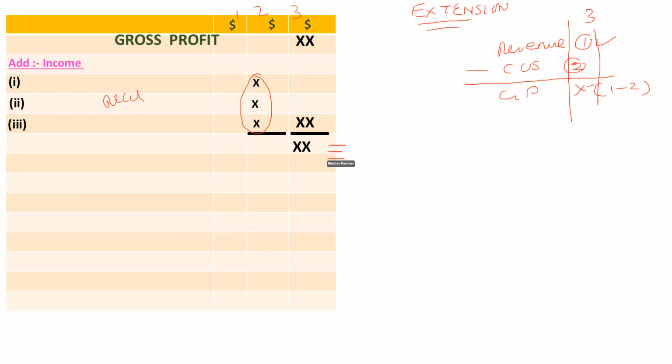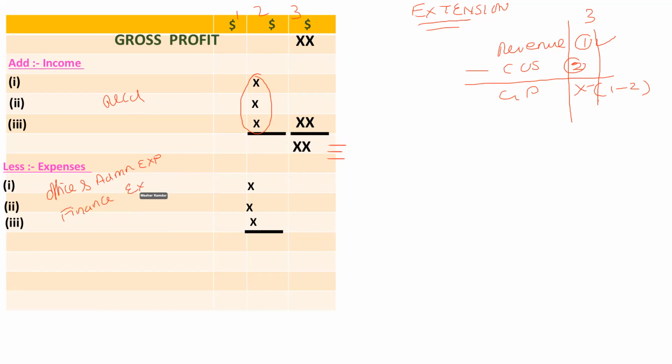From that, you're going to subtract all the other expenses that you've incurred. Other expenses would be your office and administration expenses. It could be your financial expenses, that means the interest on the loan that you've taken, bank charges. Selling and distribution expenses like bad debts, advertisement. All these expenses, when you total them, give you the total of all the expenses that you've incurred.